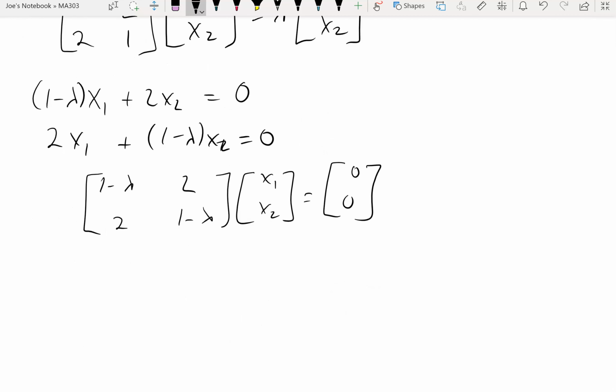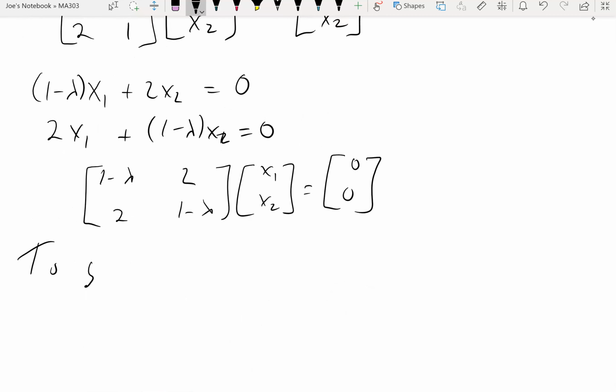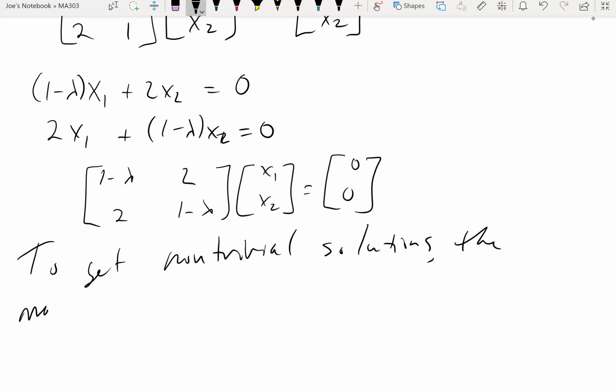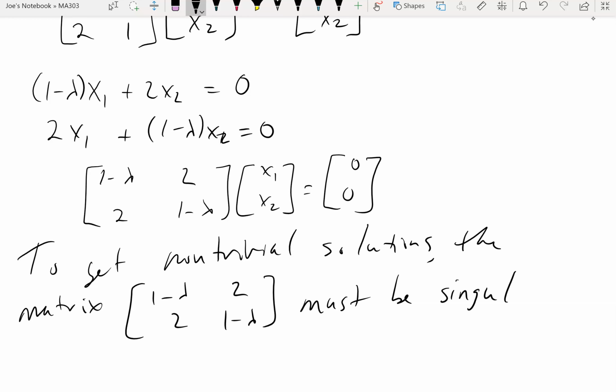So to get non-trivial solutions, the matrix 1 minus lambda, 2, 2, 1 minus lambda must be singular. Singular again means not invertible. So to be able to get non-trivial solutions, I need to make sure that that matrix is singular.